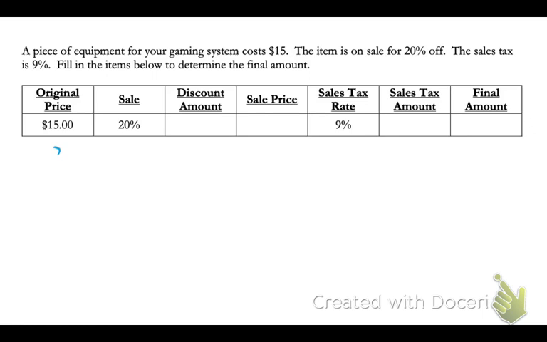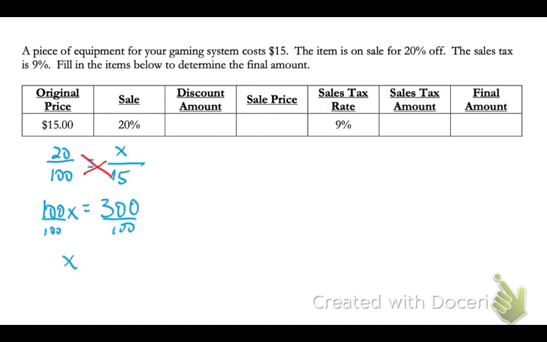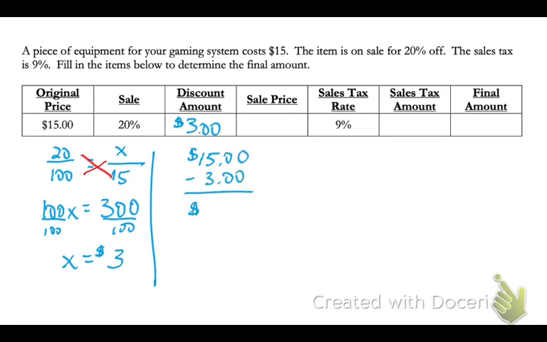So we can set up a proportion with our 20 over 100 equals, and what we're looking for is that part of the whole. So x compared to 15. Now we can use our cross multiplying, and we'll put our pair with the variable first. So 100x equals 20 times 15, which is 300. We can divide both sides. So 20% of $15 is $3. So that's our discounted amount. The sale price then will be $15 minus $3, and that will take us down to 12.